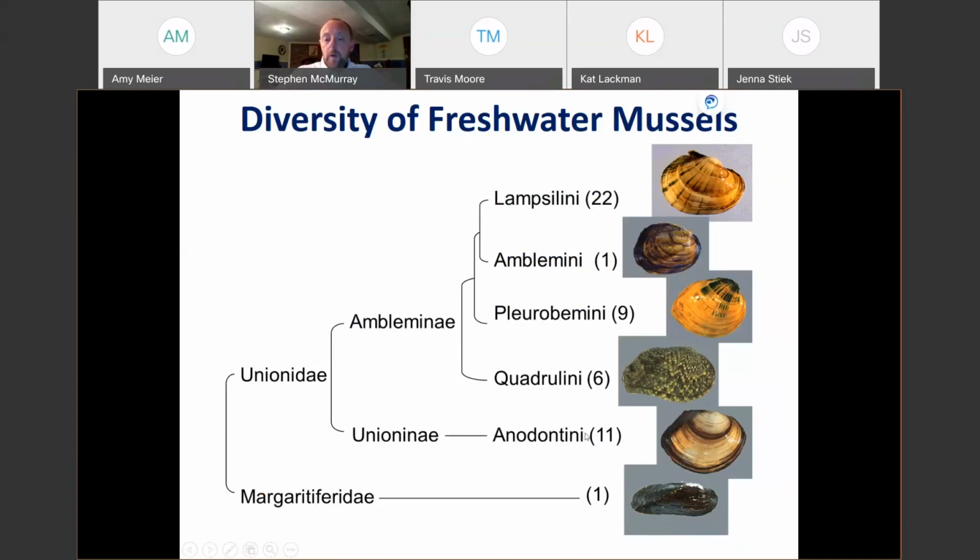The tribes are important, and we're going to talk more about the tribes because they help us to understand the identification of the animals, because some of the characteristics that are used to classify into the tribes in Quadrulini, Pleurobemini, Amblemini, and Lampsilini, those are some of the same characteristics that we can use to identify the animals that we have in our hands.